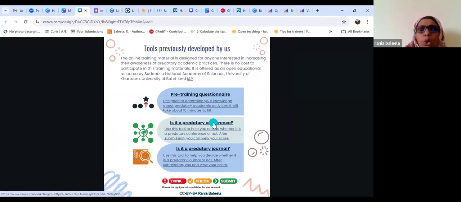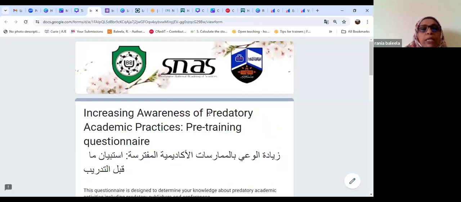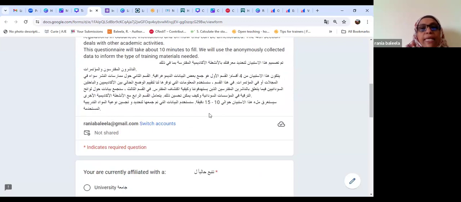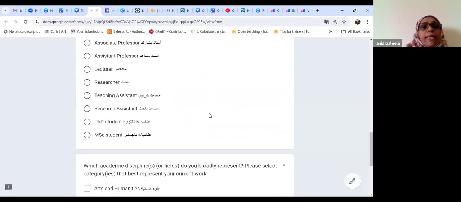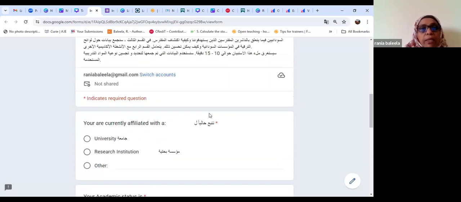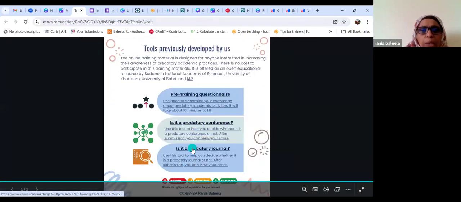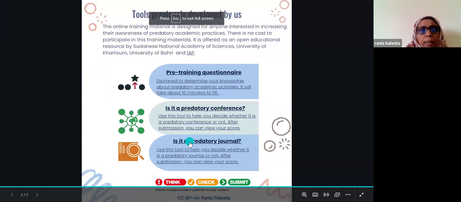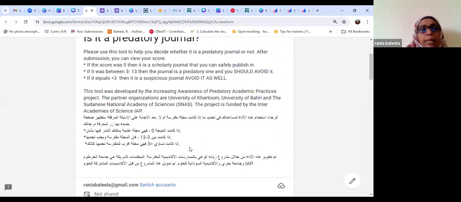The second one was a shorter one. It's for you to detect whether the conference or journal that you have been invited to participate in is an academic predatory activity or practice or not. We set very short questions for you to answer, and each question has been numbered. When you finish the questionnaire, you have a result.